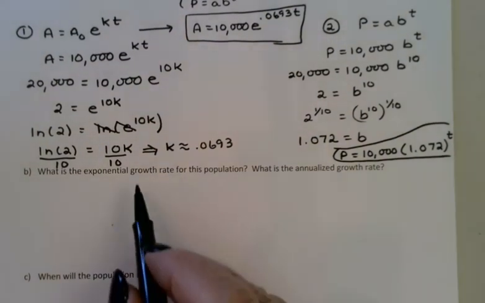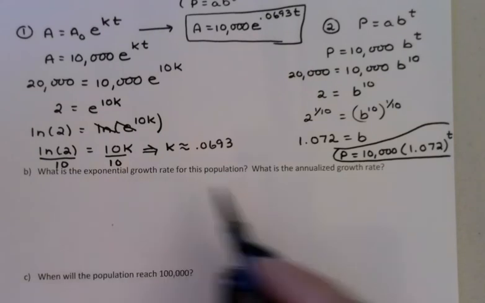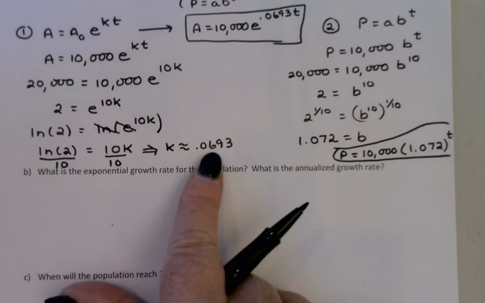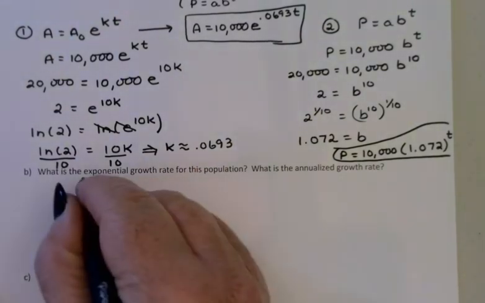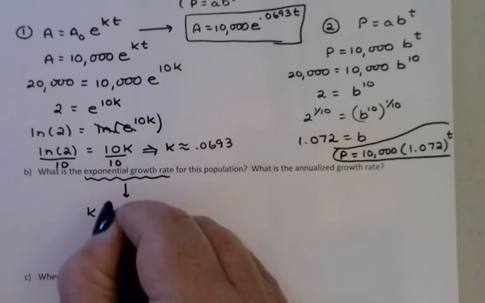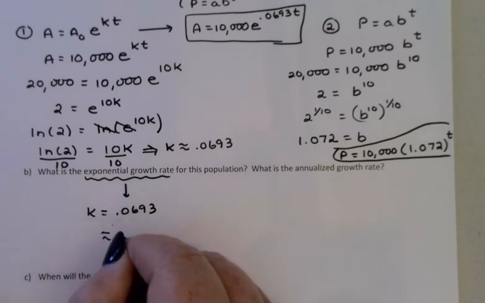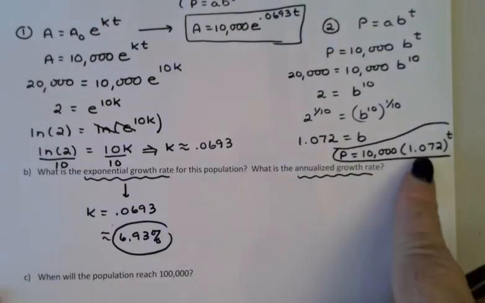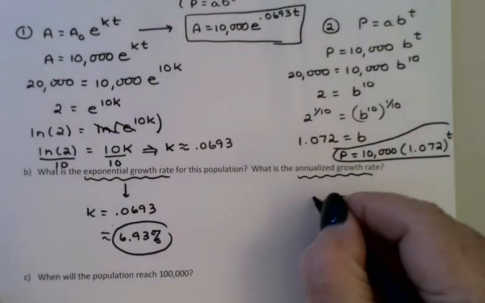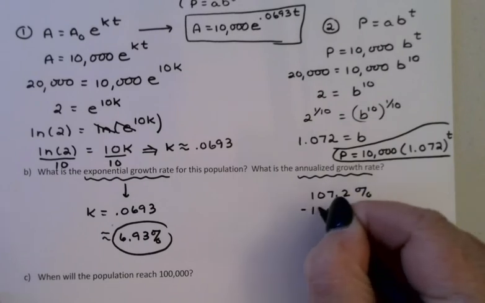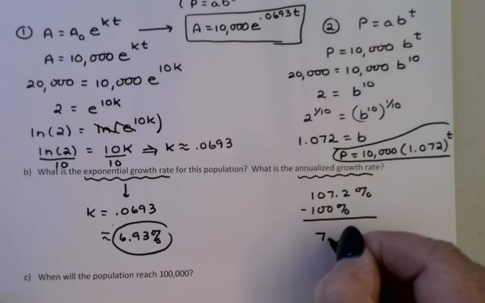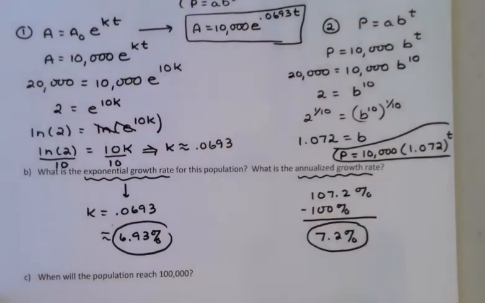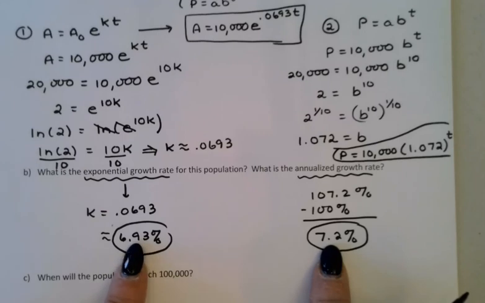All right. So they ask, what is the exponential growth rate for the population? And then what is the annualized growth rate? The k value here is my exponential growth rate, or about 6.93%. To find the annualized growth rate, we have to interpret the b value here, change that to a percent, 107.2%, subtract the 100% that we started with, and our annualized growth rate is 7.2%. This compares directly to what we saw with that annual percentage yield versus the continuous percentage. Notice that the actual annual yield percentage is a little bit higher than the continuous rate.